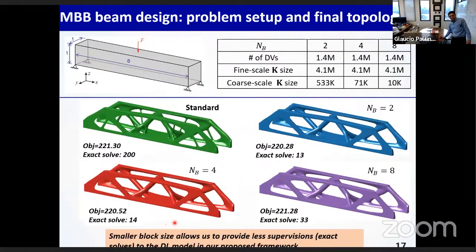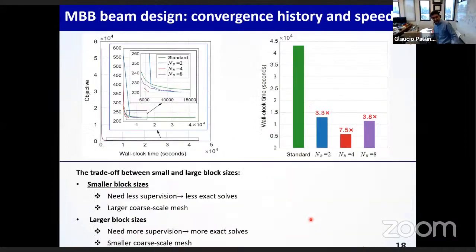And the smaller block size allows us to provide less supervision, that refers to the number of exact solves to the deep learning model in our proposed framework. For example, a smaller block size means fewer solves, less supervision, and a bigger block size means more solves, more supervision in the deep learning approach. And one aspect that we see here is that if we choose a proper block size, then the speed up can be quite good. For example, with a block size of about 4, the speed up can be up to 8 times, more or less.